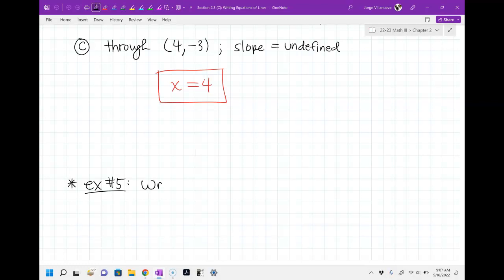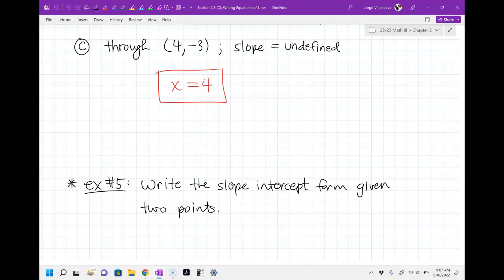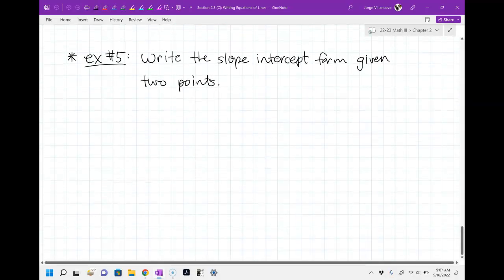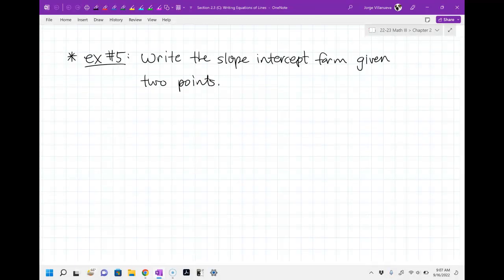Write the slope-intercept form given 2 points. Okay? Write the slope-intercept form given 2 points. Not given a slope, not given a y-intercept. They didn't give you anything but 2 points. Okay? So here we go.